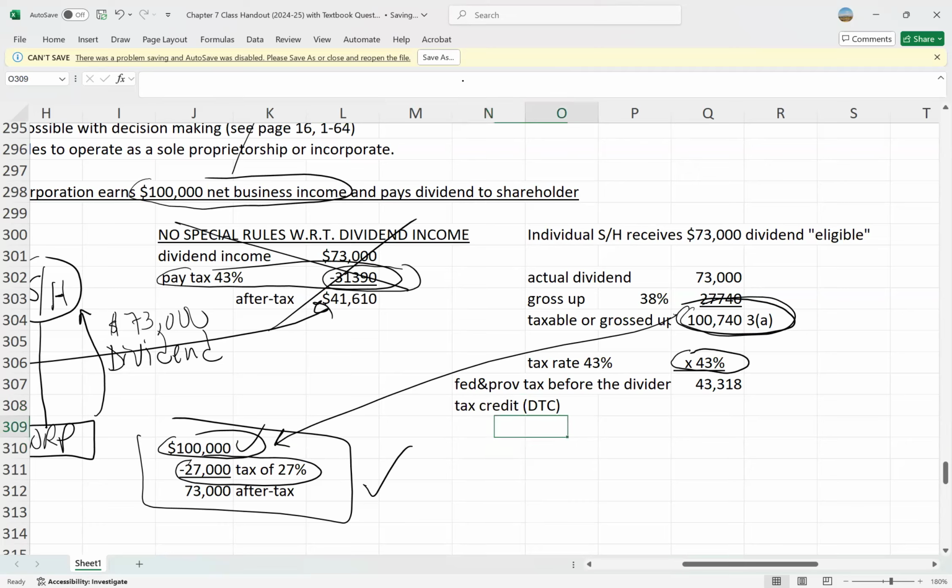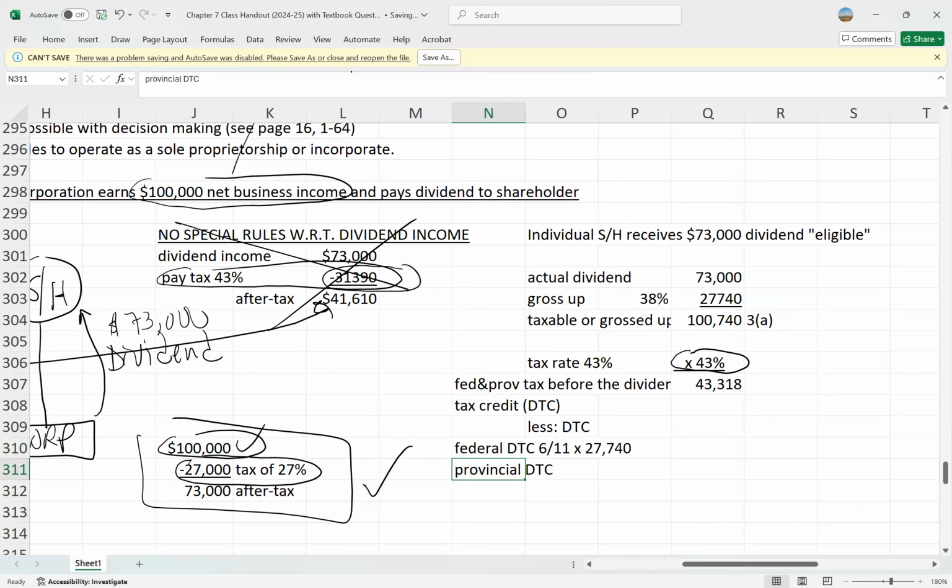And then what we're going to do is we're going to give you a dividend tax credit. Because we're looking at both federal and provincial tax, there's a federal dividend tax credit and a provincial dividend tax credit. The federal dividend tax credit, that was given on the rates table. If you remember, that was 6/11 times the gross up. The gross up is 27,740. Remember, the gross up is this amount up here.